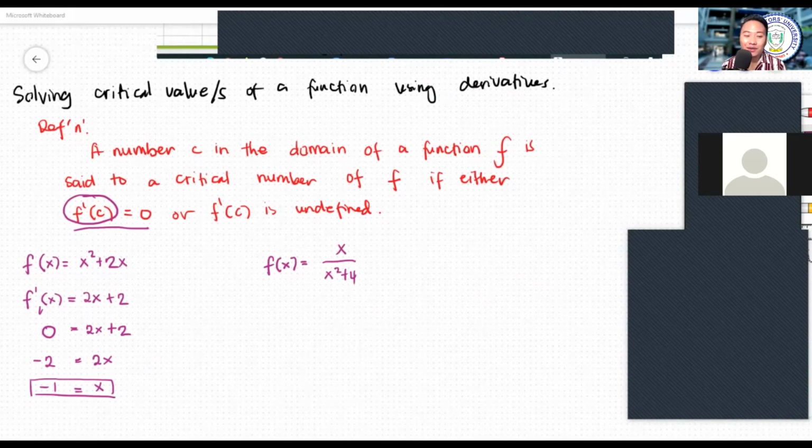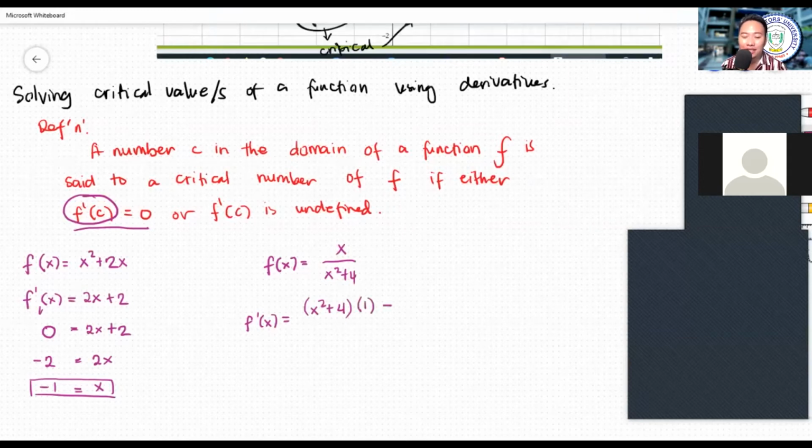Okay? So the first derivative is f prime of x equals x squared plus 4 times the derivative of the numerator, which is equal to 1, minus x times the derivative of the denominator, which is 2x plus 0, or just 2x, over x squared plus 4, squared.